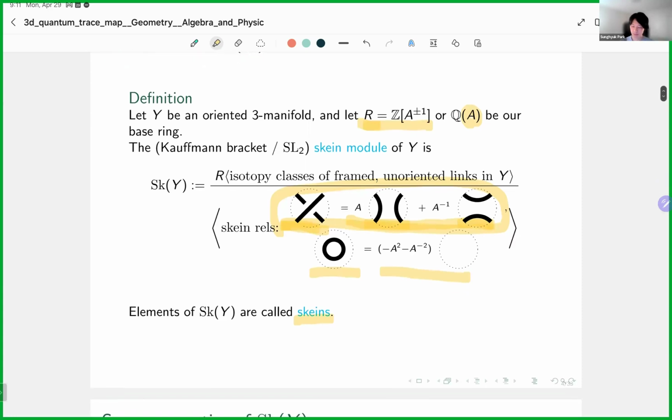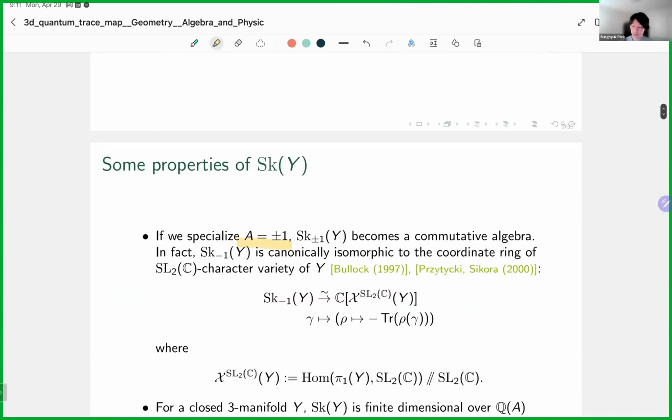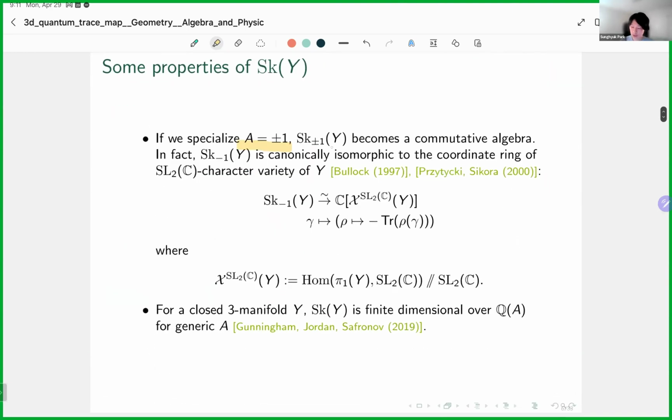meaning there is a natural commutative algebra structure in this limit, where the product in this algebra structure is simply given by superposition of links. And it doesn't matter how we actually superpose these, because the crossings of the links don't matter when we specialize A to be either +1 or -1.